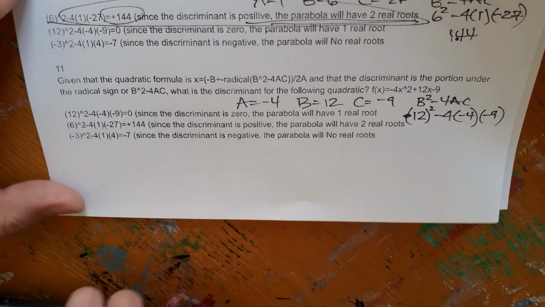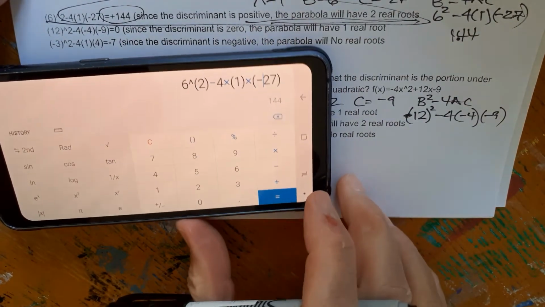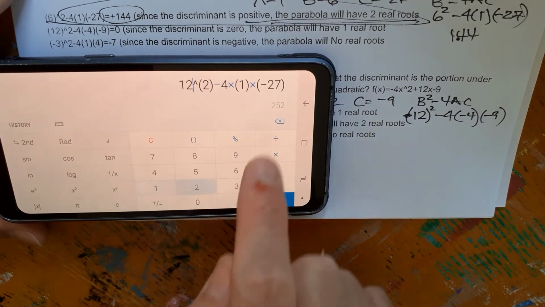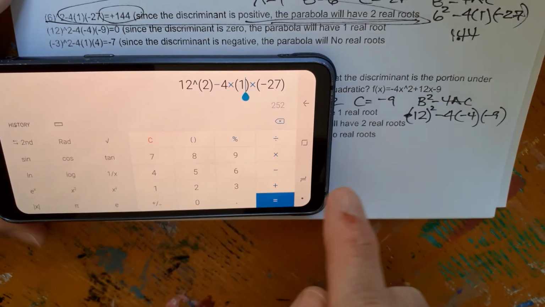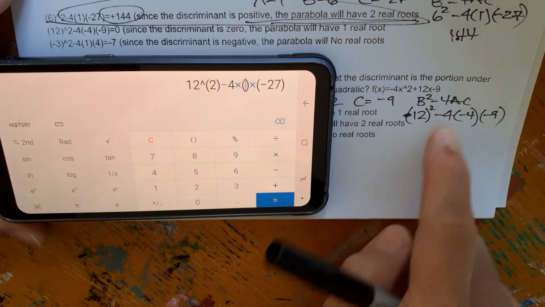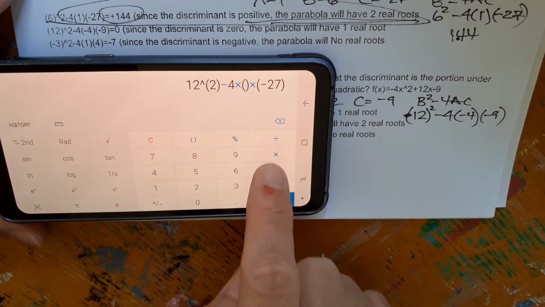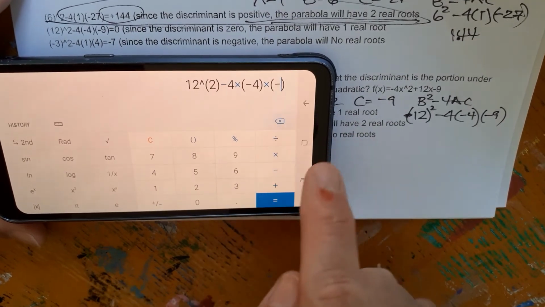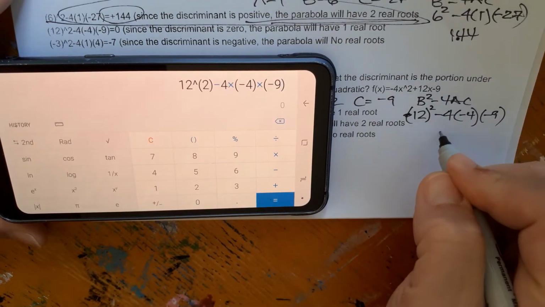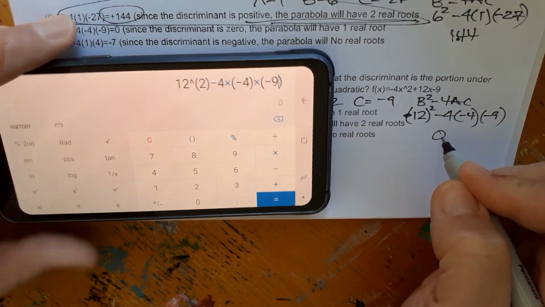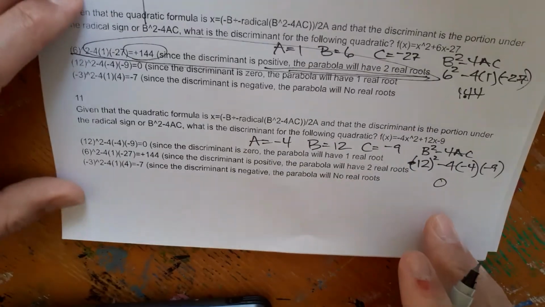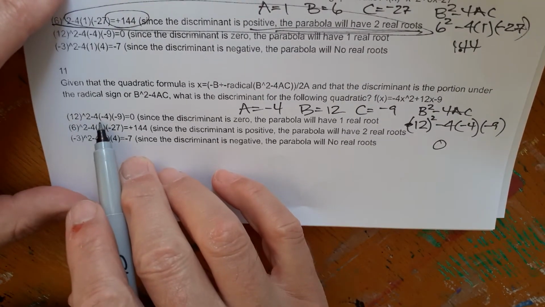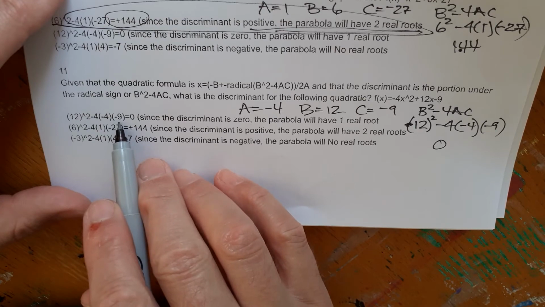Isn't that great? So let's go ahead and use our same calculation here. Let's just modify it. Let's make this 12. We've got 4 times, let's make this a negative 4, and 9. So this produces 0. When the discriminant is 0, how many are you going to have? You're going to have one real root. So we've got 12 squared minus 4 times negative 4 times negative 9 is 0.